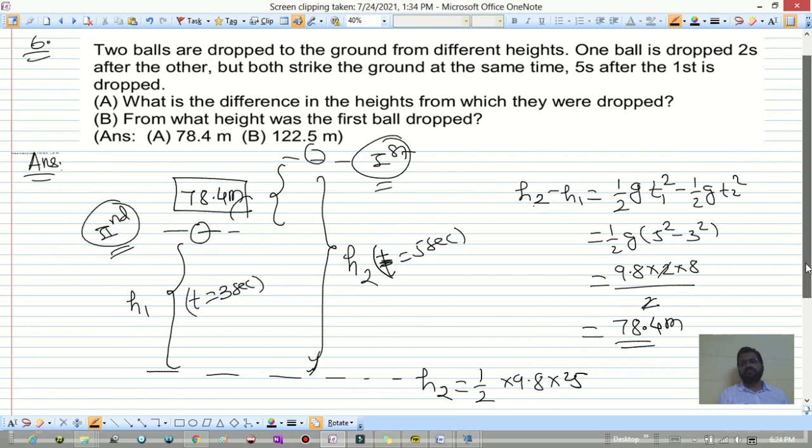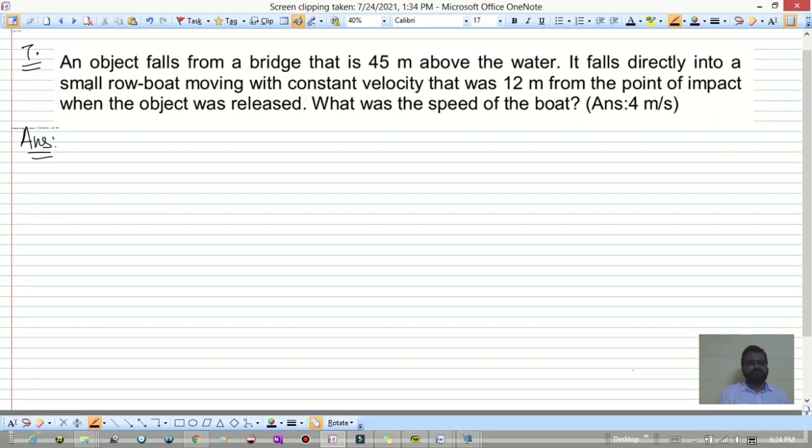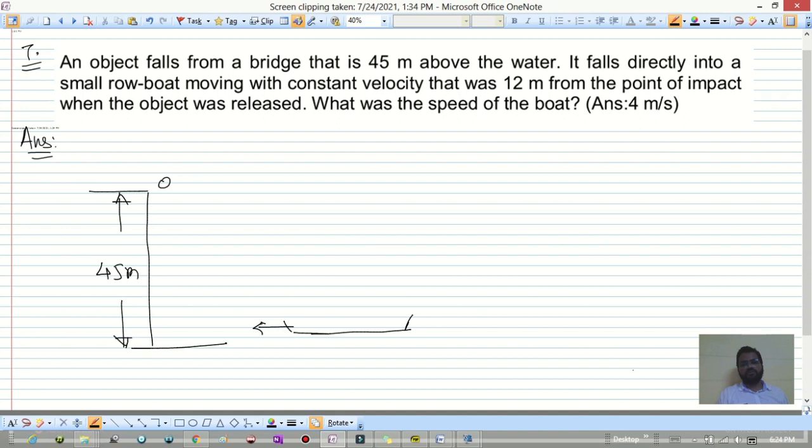It's very simple. Now the seventh problem. An object falls from a bridge that is 45 meter above the water. So one object falls from a bridge which is 45 meter above the water. If it falls directly into a small rowboat moving with constant speed, at a distance of 12 meter from the point of impact, what was the speed of the boat?